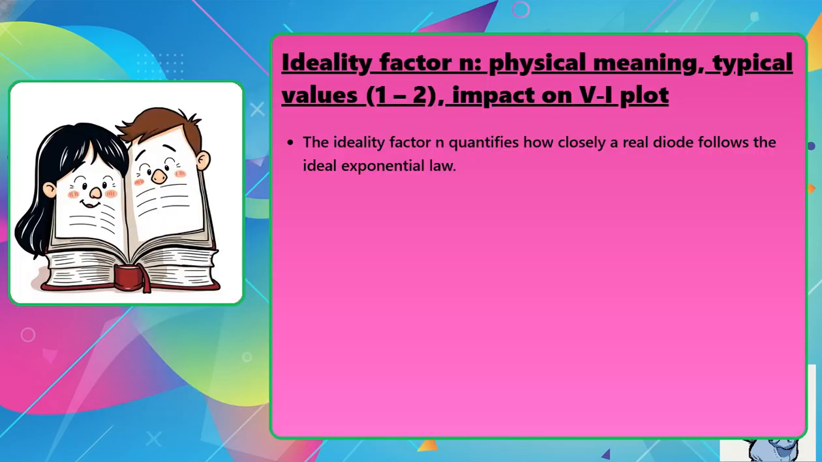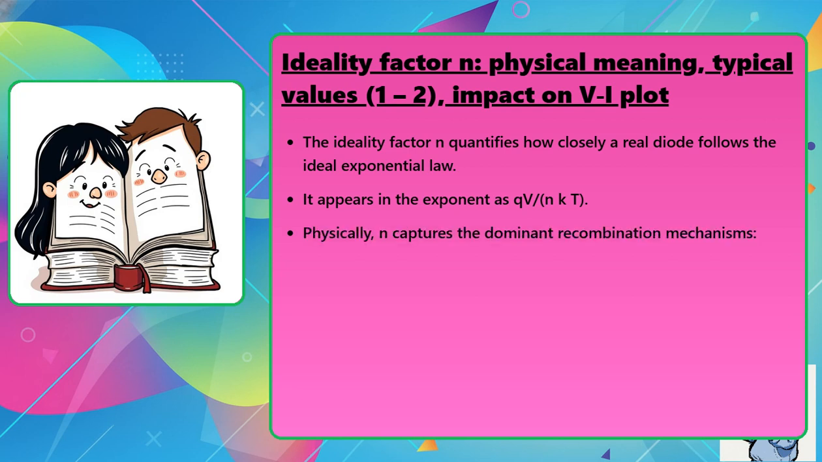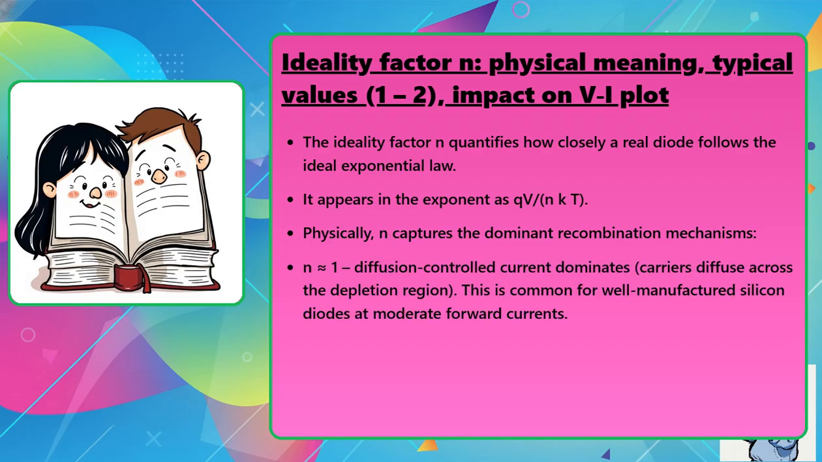Ideality factor, n, quantifies how closely a real diode follows the ideal exponential law. It appears in the exponent as qV over nkT. Physically, n captures the dominant recombination mechanisms. n approximately 1: diffusion-controlled current dominates, carriers diffuse across the depletion region. This is common for well-manufactured silicon diodes at moderate forward currents.